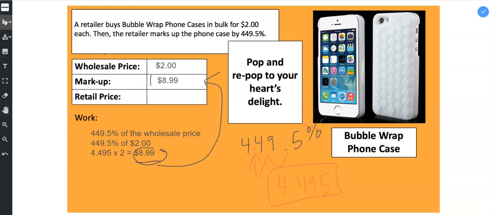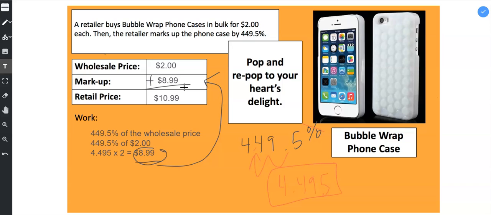Now a markup increases the price of the item, so we're going to add the $8.99 and the $2, which gives us $10.99. So this is the retail price that the retailer set. So the retailer is going to sell it for $10.99. The retailer bought it for $2, so every time they sell one of these bubble wrap phone cases, the retailer makes $8.99 profit.